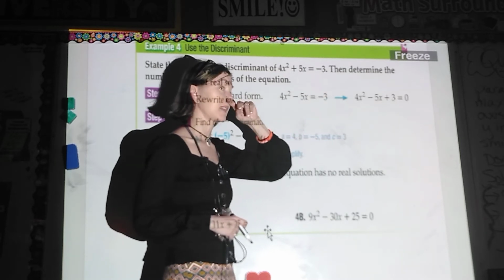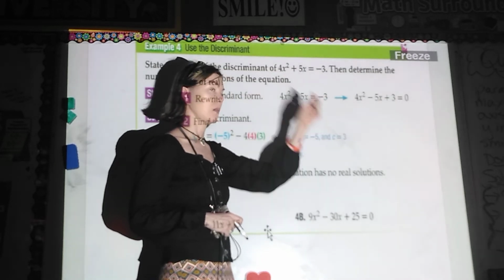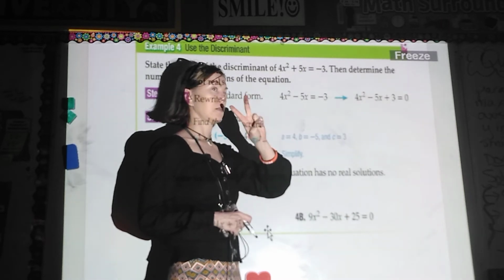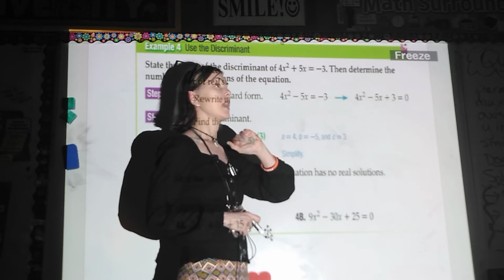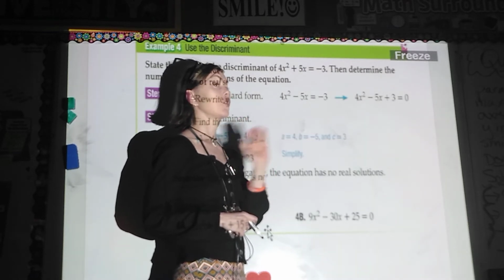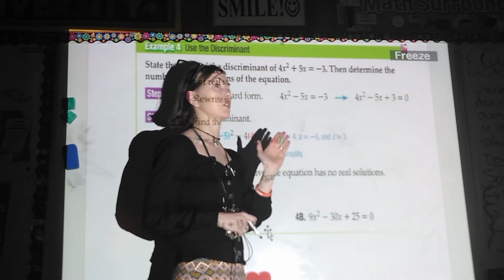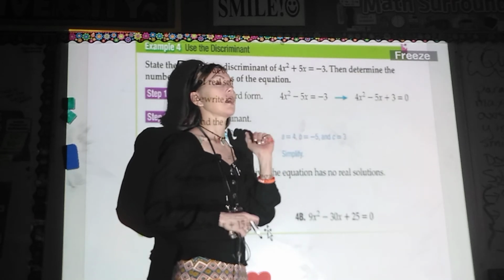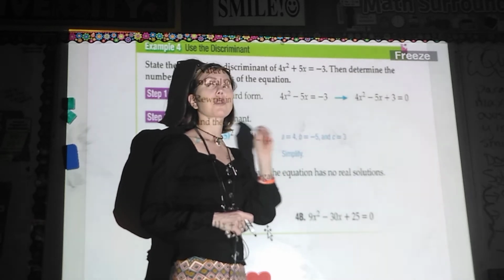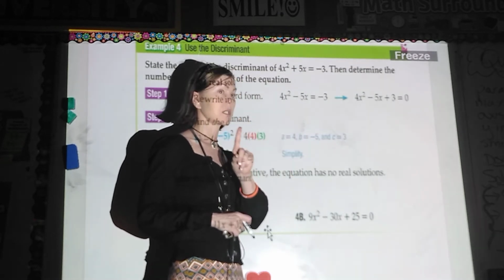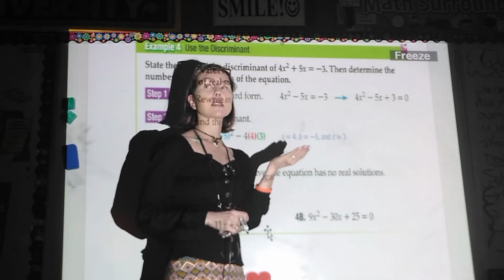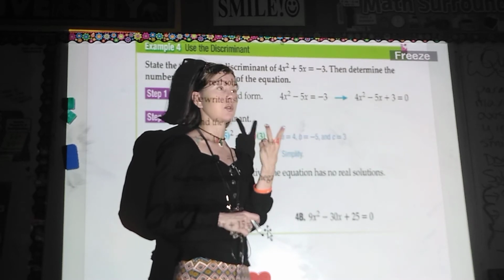Yes, Ian. If you get a positive result, what is it? 2 solutions. Positive result. So let's review that. Negative result, no solution. If you do the math with the discriminant and you get 0 as your result, that is 1 solution. And then if you get a positive number as your result, that means 2 solutions.